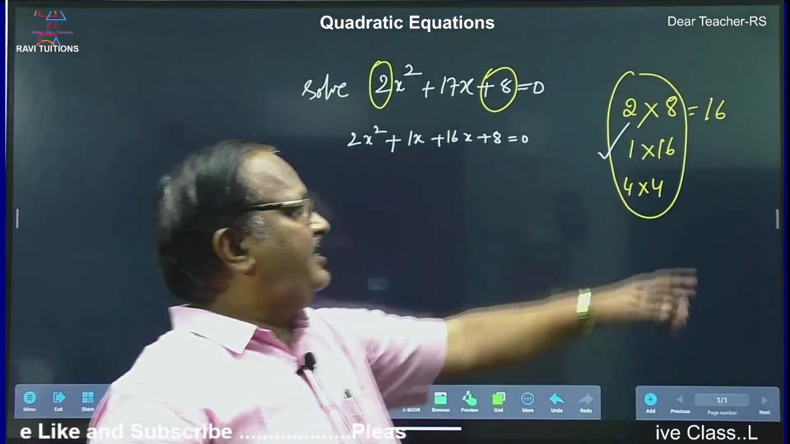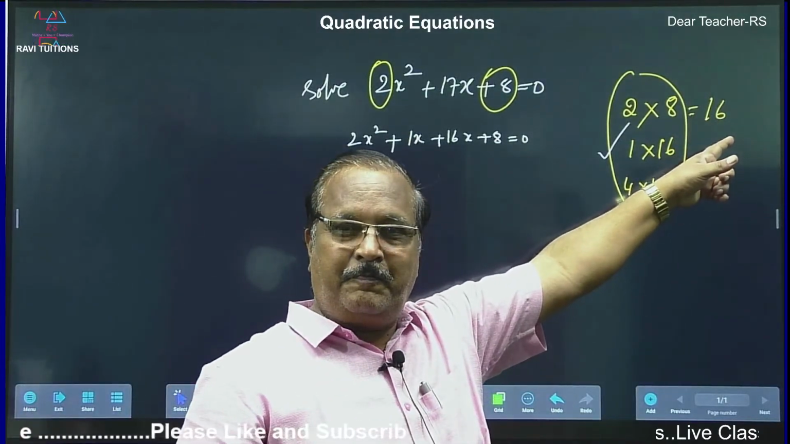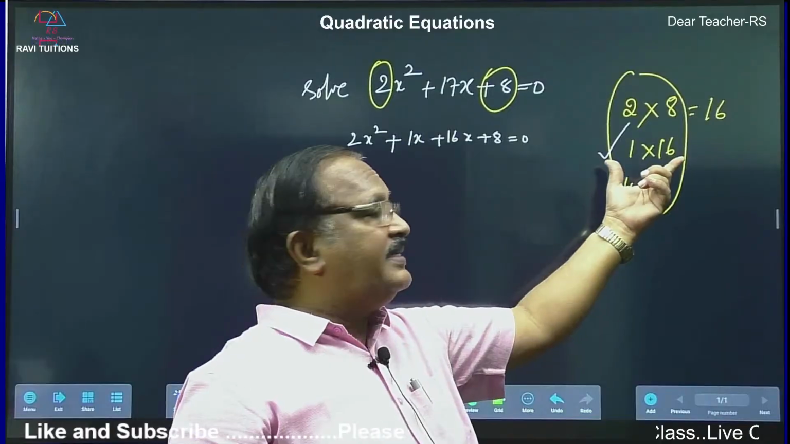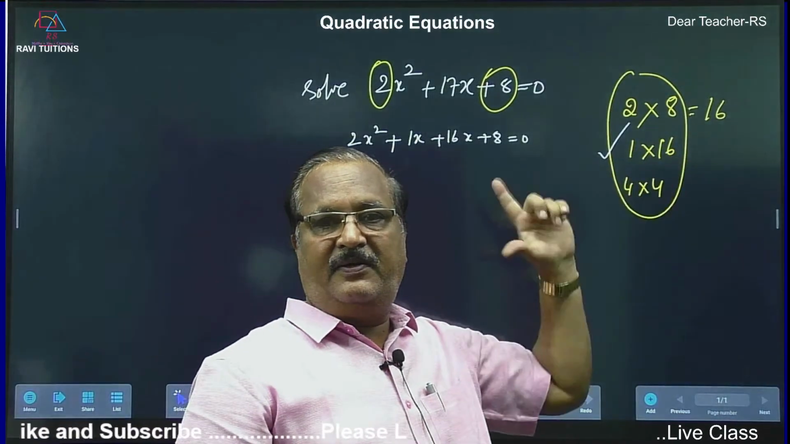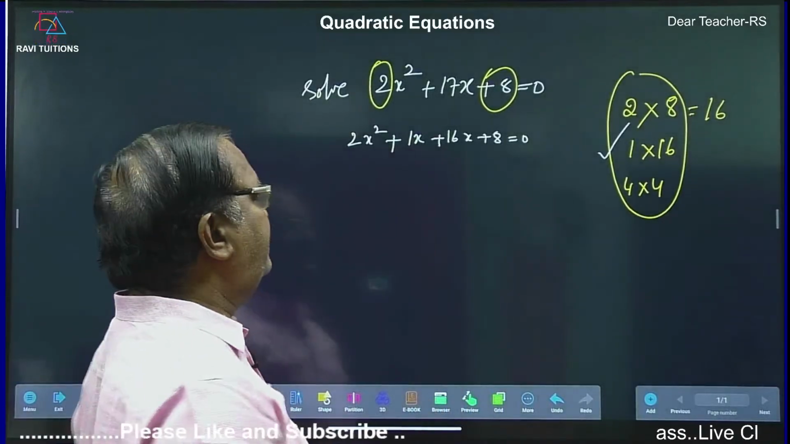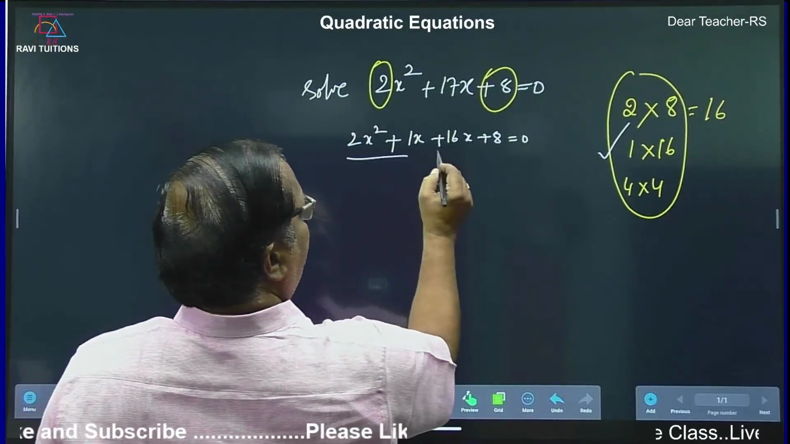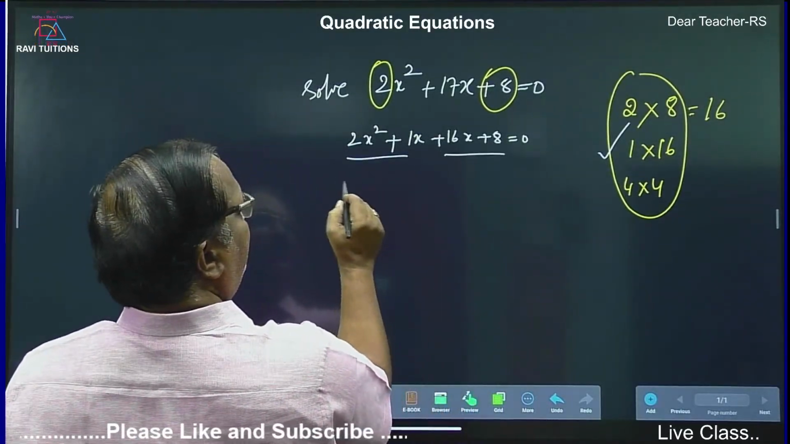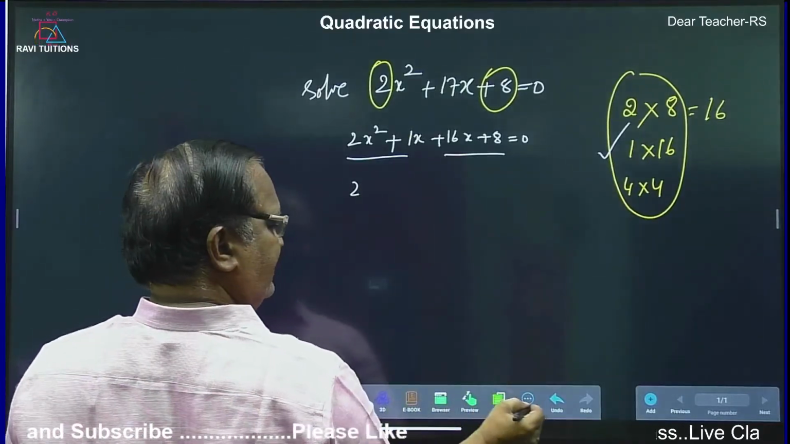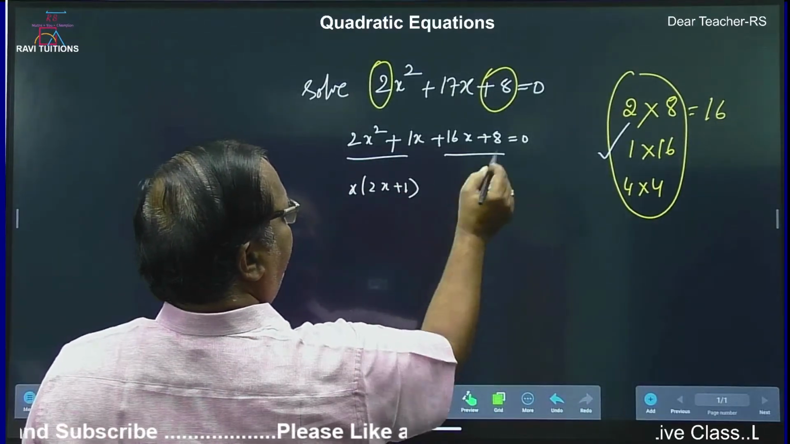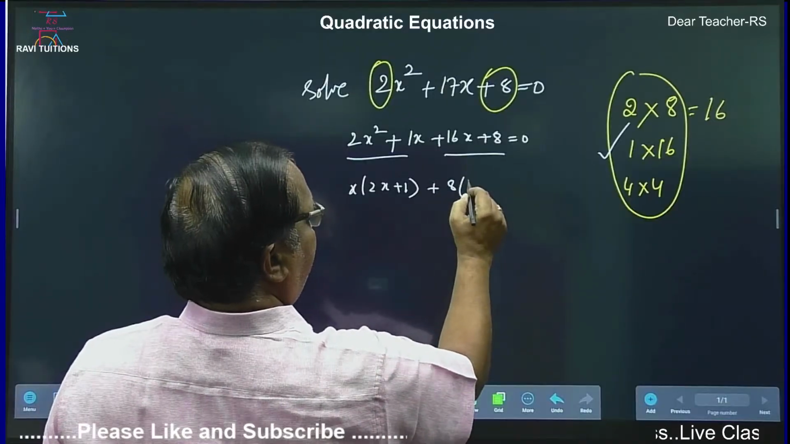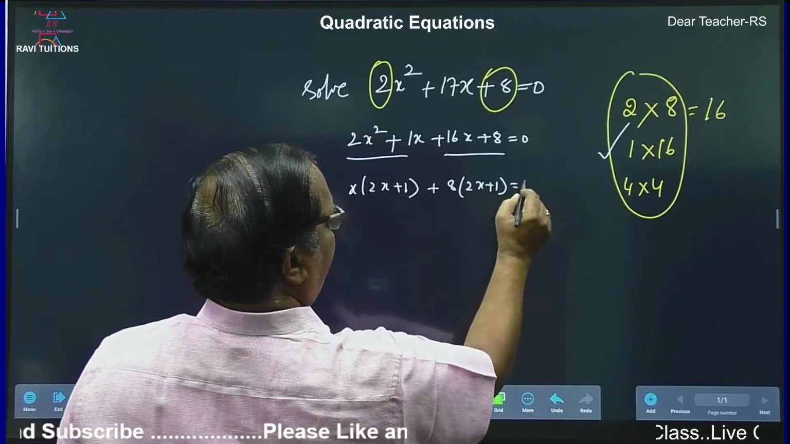If the product is plus, then you have to add the sum. If the product is minus, then you have to subtract. I will do one subtraction question also. So now first two terms, last two terms. In this, only x is common: x(2x plus 1). In this, 8 is common: 8(2x plus 1), is equal to 0.